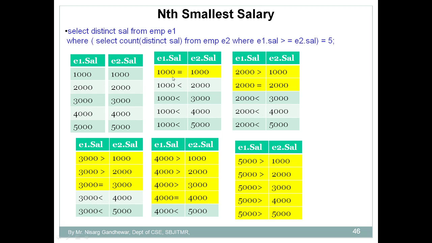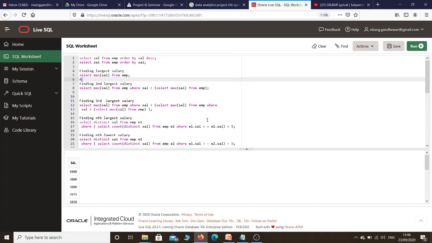Here I have marked all these rows in yellow. That yellow color represents that this particular table will return the first smallest salary, this will return the second smallest salary, third smallest, fourth smallest and fifth smallest. If you understand the logic for finding the nth largest, then it will be easier to find the nth smallest. The logic for nth smallest and nth largest is nearly the same. The only thing is that you have to swap the greater than and less than conditions. Now let's demonstrate this with the help of LiveSQL.